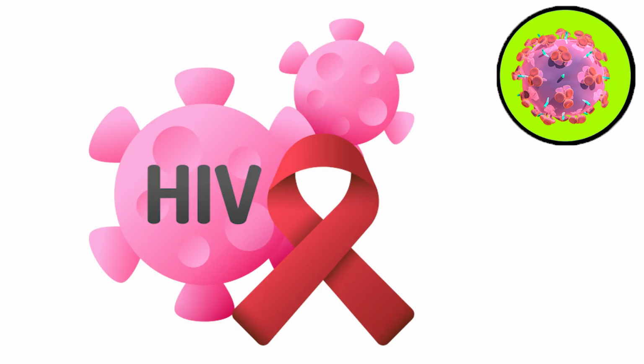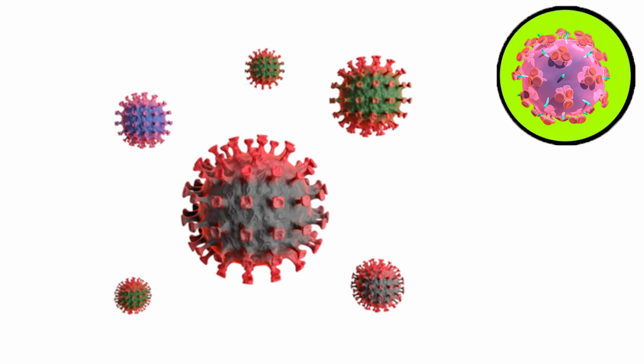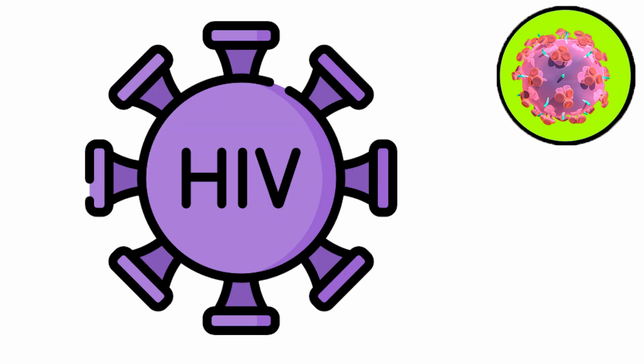Examples of diseases caused by HIV. Transmission of the virus from mother to child. Women with HIV can pass the virus to their babies during pregnancy, childbirth, or breastfeeding. Without appropriate treatment, the risk of mother-to-child transmission increases significantly.